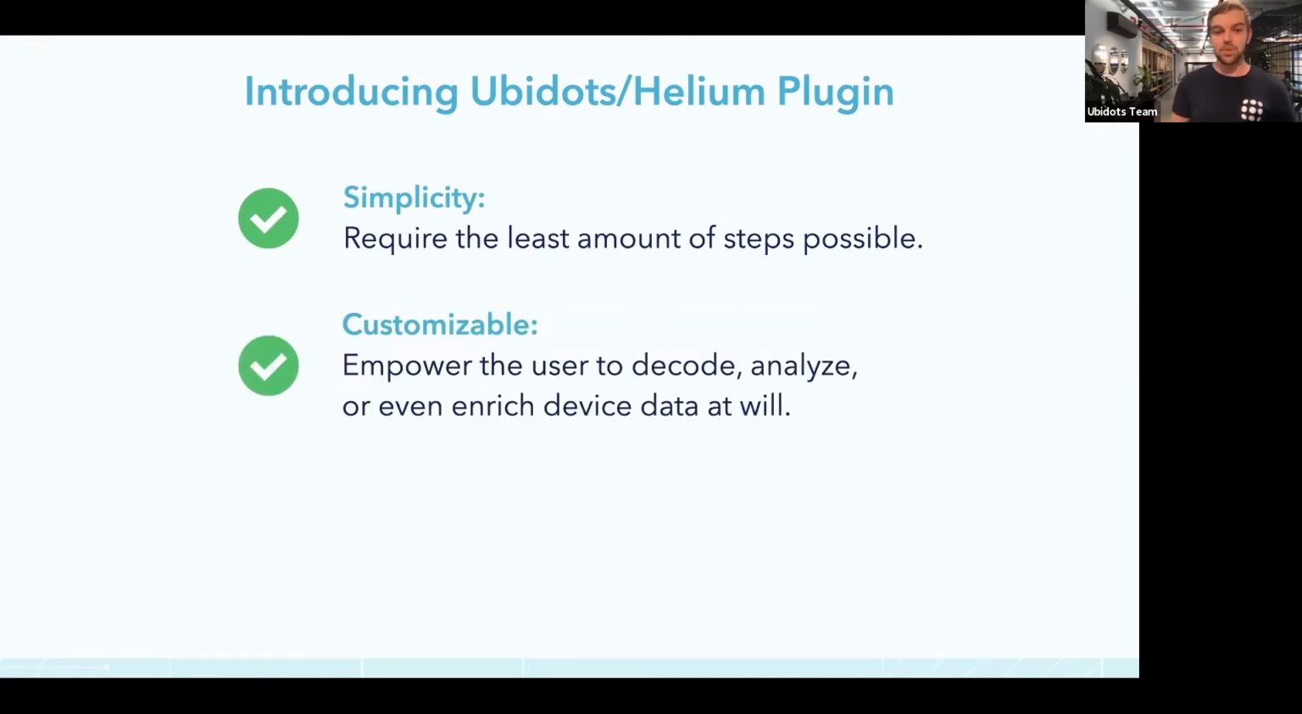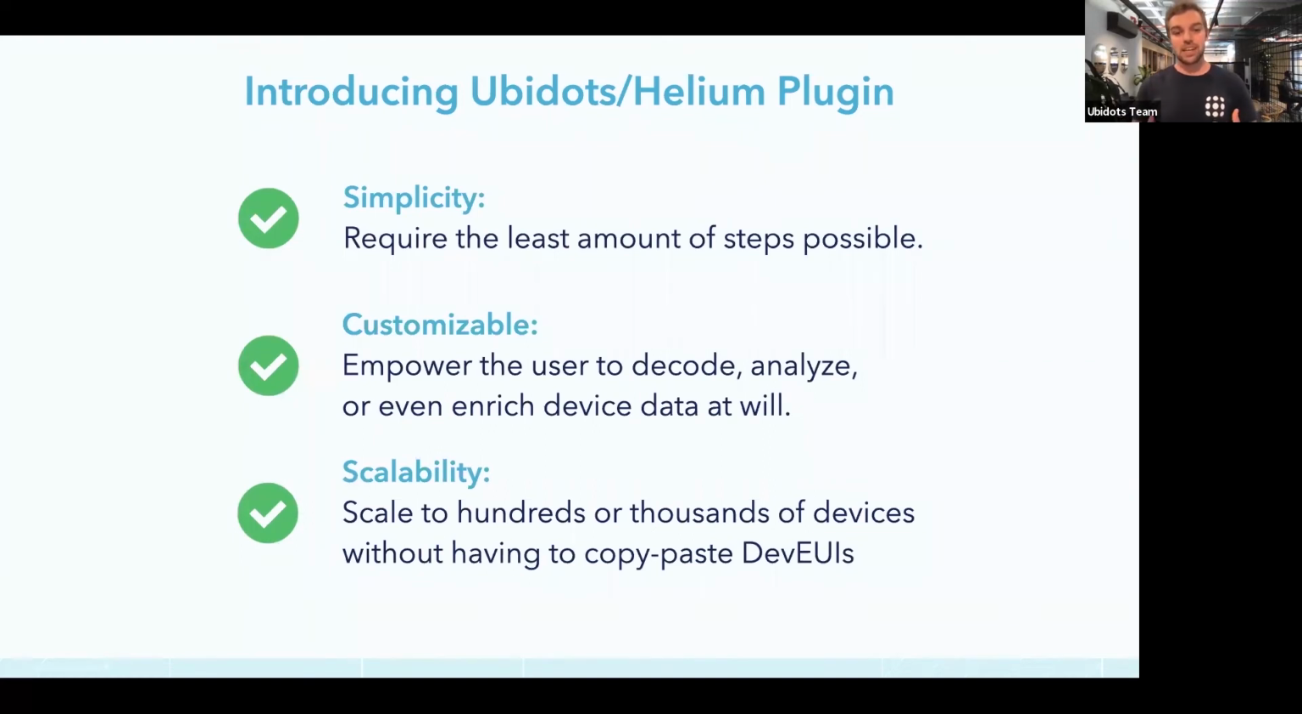While keeping it simple, we also wanted to maintain customizability, which means you have a custom decoder that is very powerful, which I'm going to talk about in a second, and it empowers you to transform your data, enrich it, or simply decode it. And lastly, we also wanted it to be scalable. For those of you who have hundreds, maybe thousands of devices deployed in the field, you might know that it can be very tedious to copy-paste device IDs or device labels. So I'm glad to tell you that Ubidots takes care of that: we create a new device in your Ubidots account, including the variables, in case we receive data from a device that is not yet in your account.